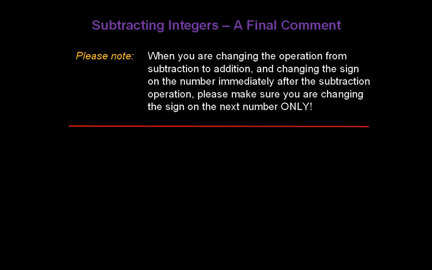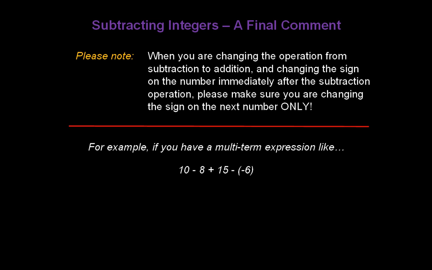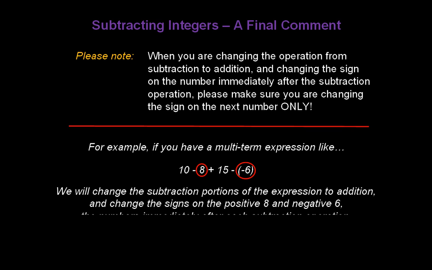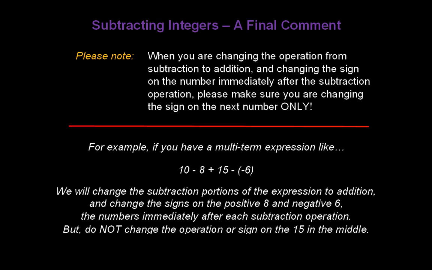Now I want to say one final word on subtracting integers. Please note, when you are changing the operation from subtraction to addition and changing the sign on the number immediately after the subtraction operation, please make sure you are changing the sign on the next number only. For example, if you have a multi-term expression like this, 10 minus 8 plus 15 minus a negative 6, we will change the subtraction portions of the expression to addition. And we change the signs on the positive 8 and the negative 6. Those are the numbers immediately after each subtraction operation. But remember this, do not change the operation or sign on the 15 in the middle.